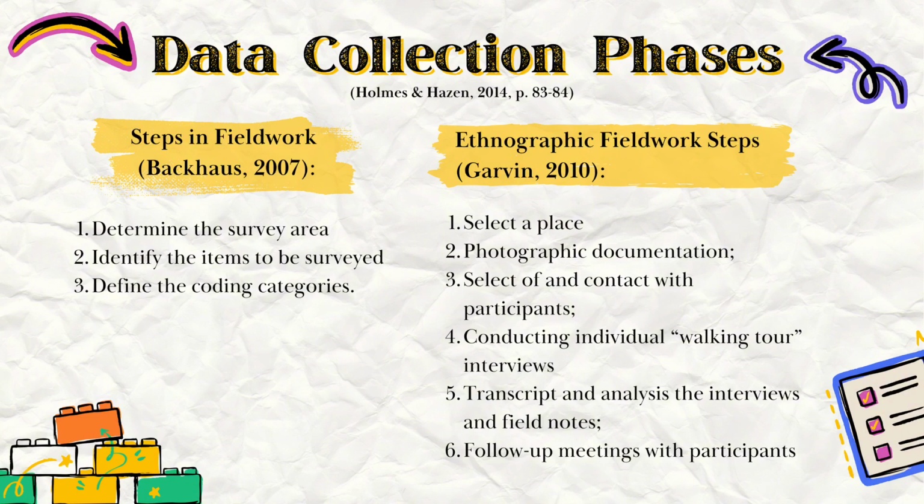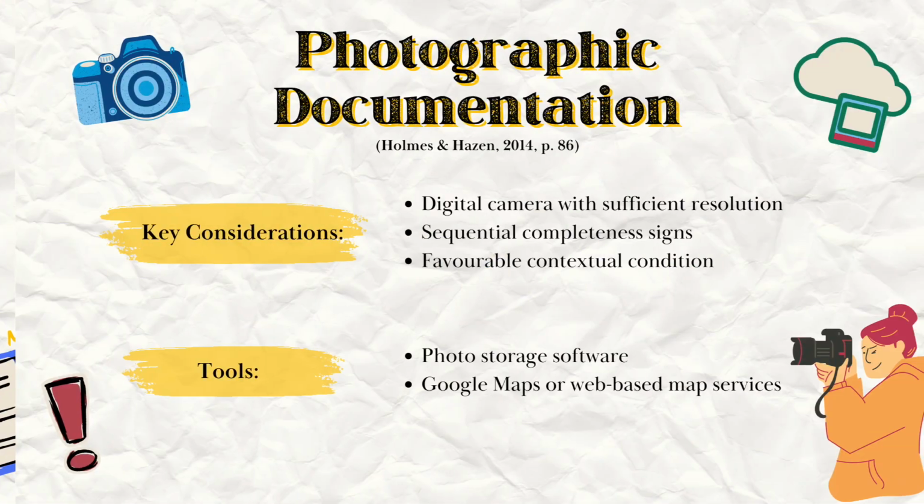The next one is transcription and analysis of interviews and field notes. So in this step, the researcher transcribes audio recordings of interviews and organizes the field notes for systematic analysis using coding categories to identify patterns and themes. And then the last one is follow-up meetings with participants. This step is used to validate the findings and to ensure the accuracy of the findings. By doing these systematic steps, the researcher can gather the data and uncover the deeper social and political meanings behind the public signs.